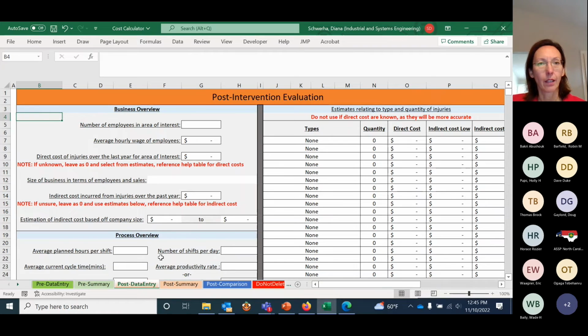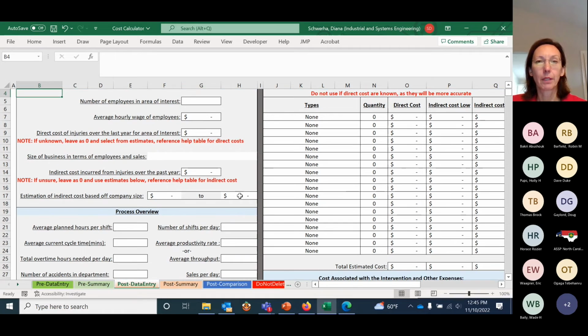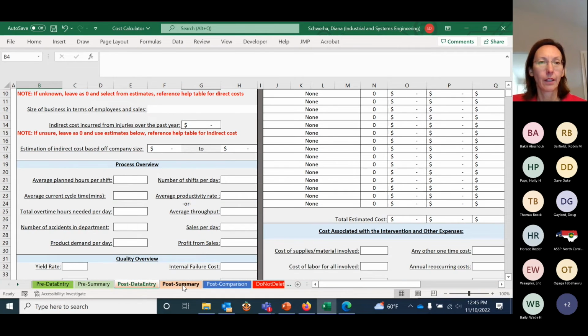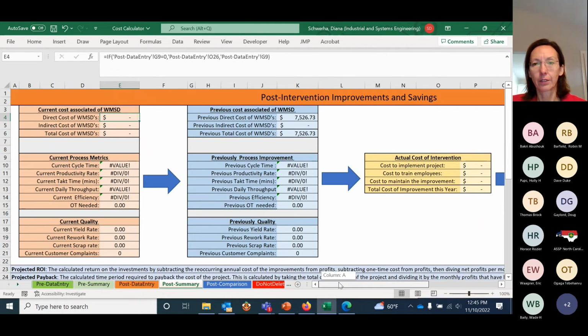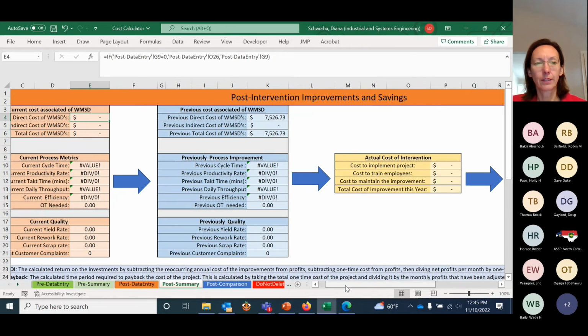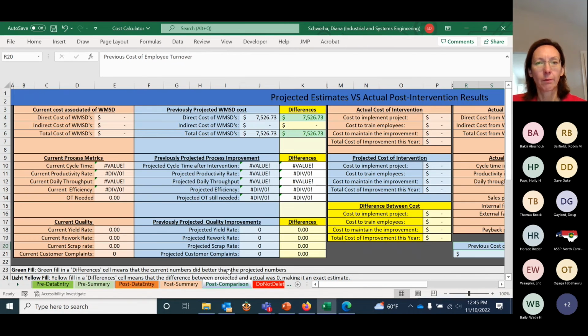And then you go back in and you put in your post. So you project this in the initial thing, you go do it, and then you come back and you put in what actually happened when you were out there. So the first one is pre and the second one is post. And then what it does is it gives you differences. So the current cost, previously projected, what's the difference?